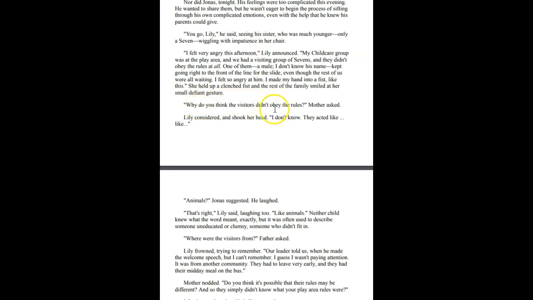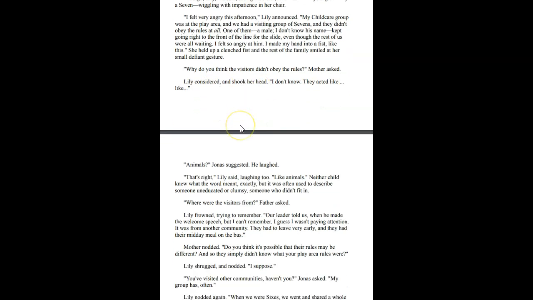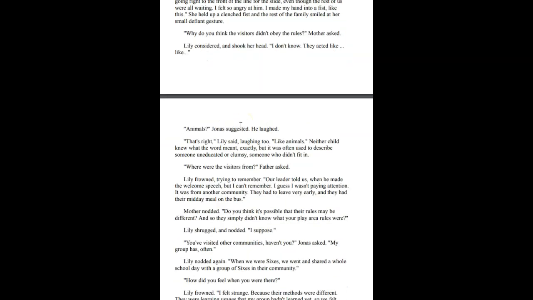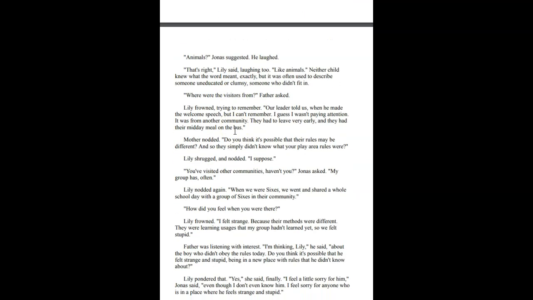"Why do you think the visitors didn't obey the rules?" Mother asked. Lily considered and shook her head. "I don't know." "They acted like animals," Jonas suggested. He laughed. "That's right," Lily said, laughing too, "like animals." Neither child knew what the word meant exactly, but it was often used to describe someone uneducated or clumsy, someone who didn't fit in. Okay, so I'm going to pause here.